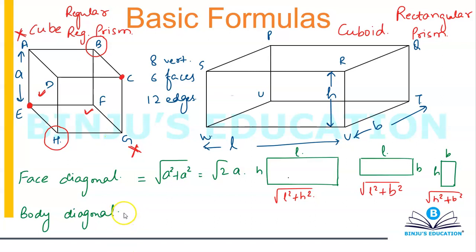So you can again use the Pythagoras theorem for 3 dimensions, and this will simply become under root of a square plus a square plus a square, which will basically be equal to root 3 a. So the body diagonal of a cube having side a units is going to be root 3 a units.